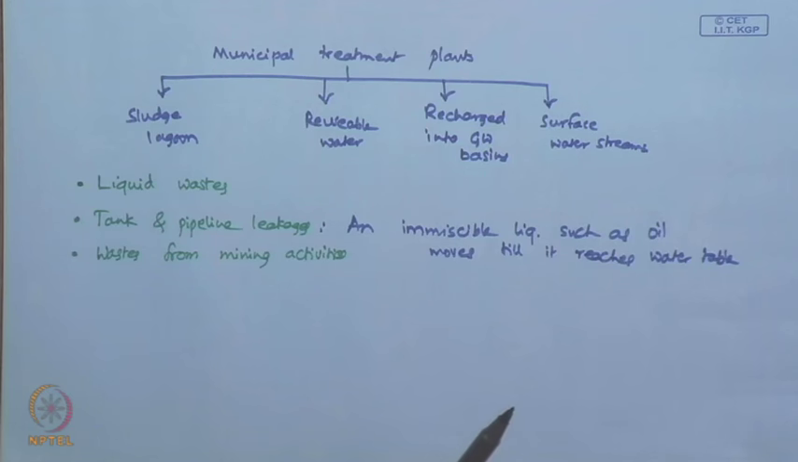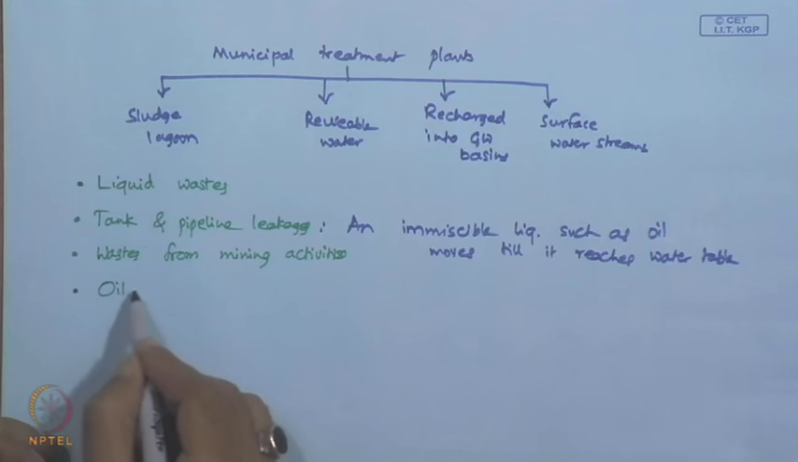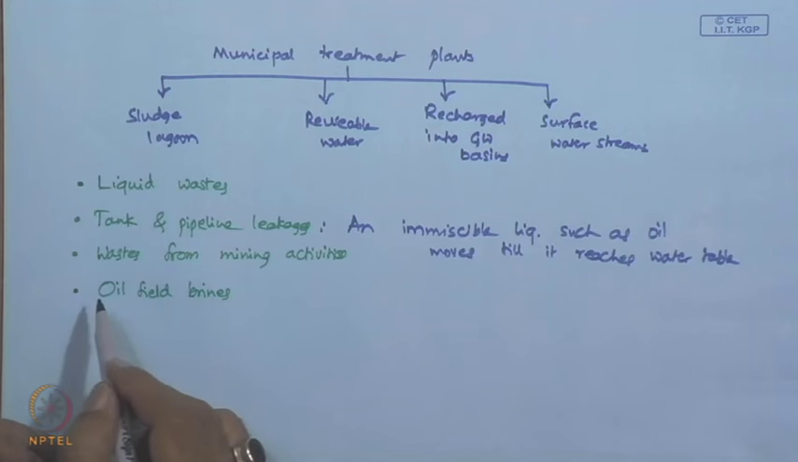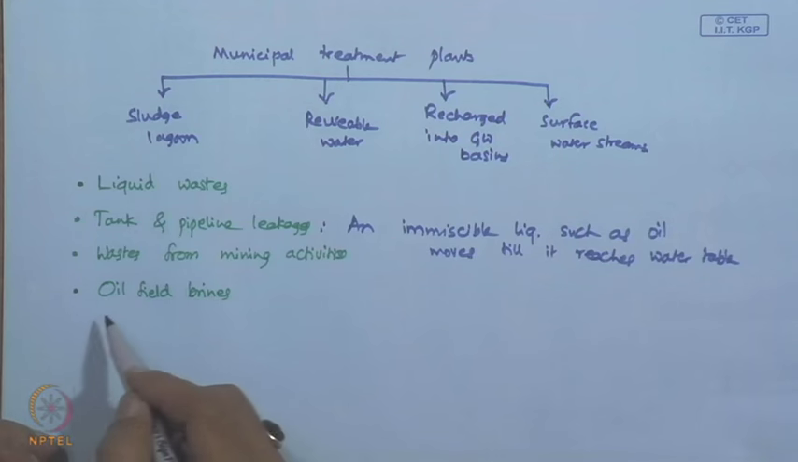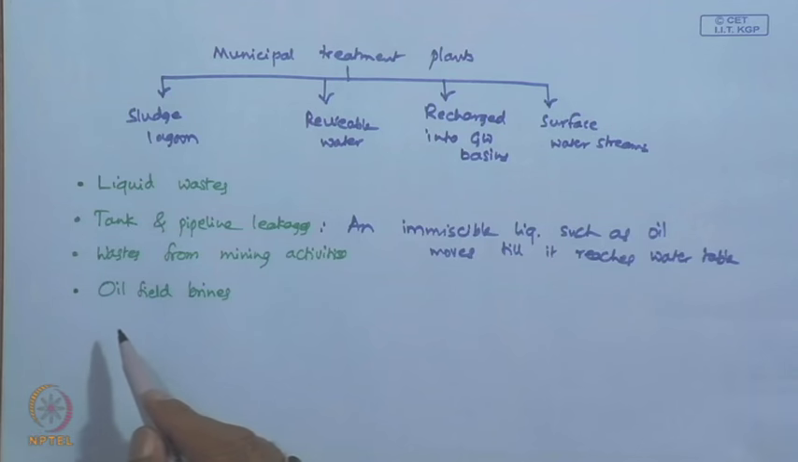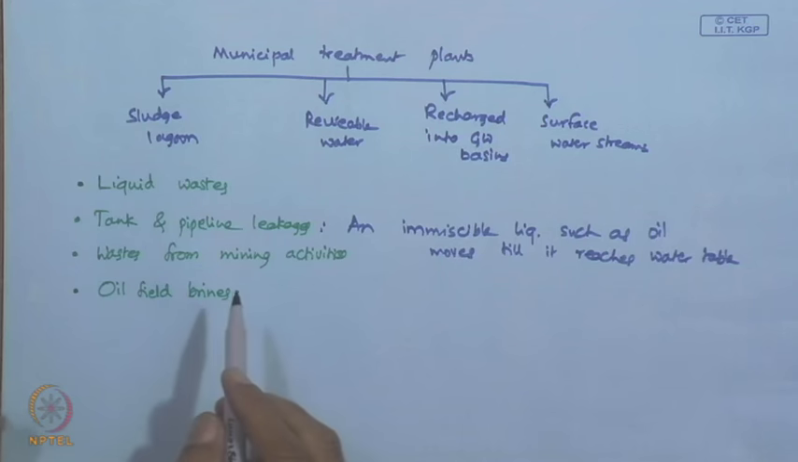And coming to the waste from mining activities, there are multiple types of waste generated from the mining activities. So, there is one last category, that is the oil field brines. So, that is the heavily saline solutions which are released from the oil fields. So, these are the four categories which result in the groundwater pollution due to industrial causes.